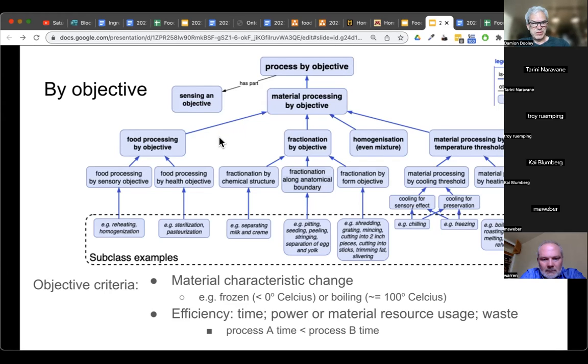Okay, so material processing by objective, and so we're seeing energy there on the temperature side, fractionation and homogenization in terms of mechanical stuff. And then the food processing by objective gets a little bit more subtle, because we can then be talking about sensory objective and health objective. We'll come back to that later. But at any rate, there are thresholds now that we talk about. So material characteristic change, taking a material to some temperature, and we have that set temperature in mind. So a process may take longer or shorter to get there and might consume more or less resources to do it. And that's the efficiency side of things.